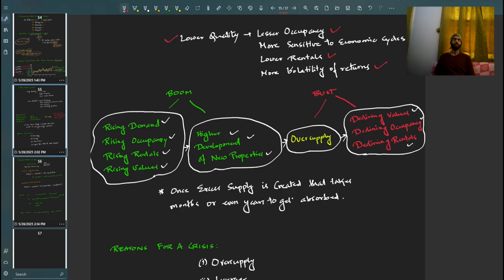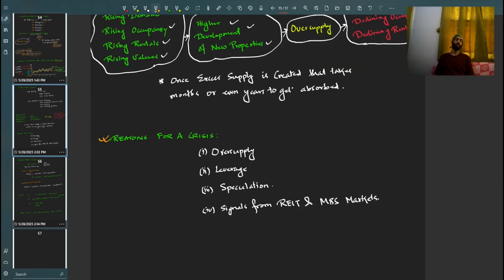Reasons for a crisis. What are they? Let's discuss. The first reason we have obviously discussed, which is oversupply. Oversupply leads to declining property values, lesser occupancies, lesser rentals, all these things. This is obviously one of the reasons for a crisis.